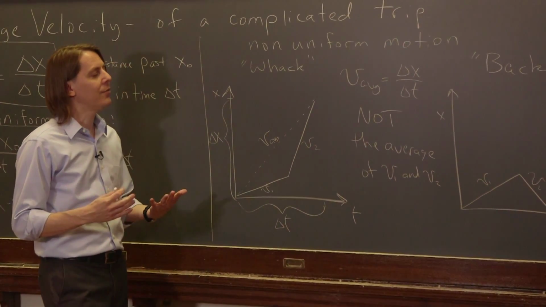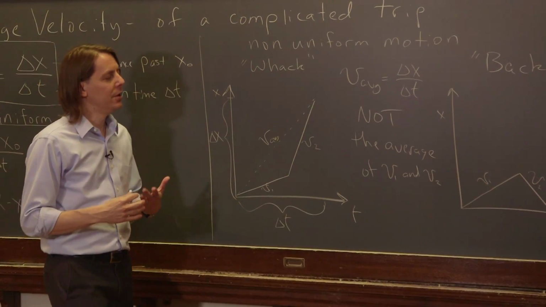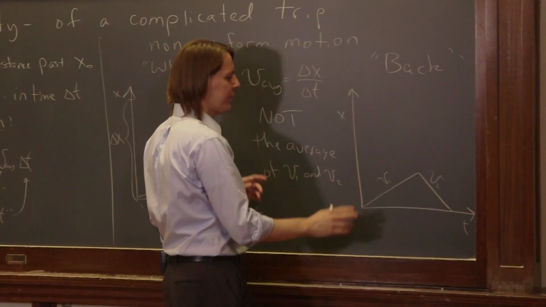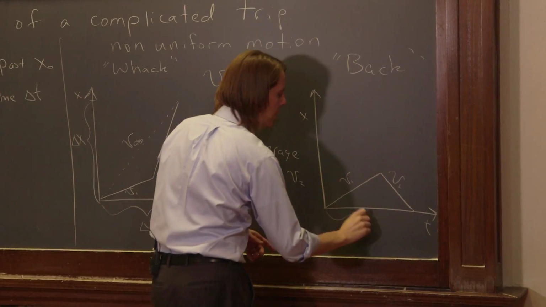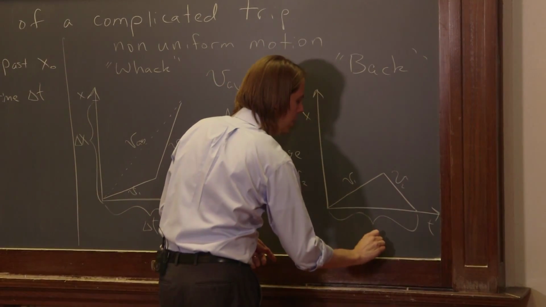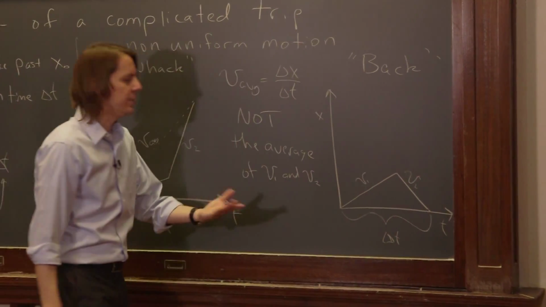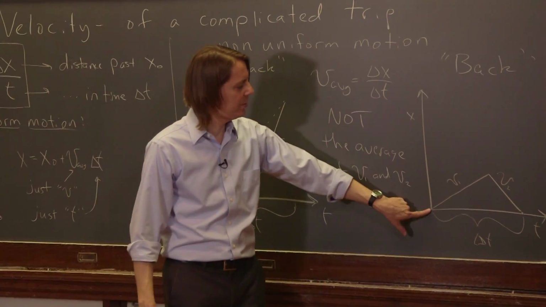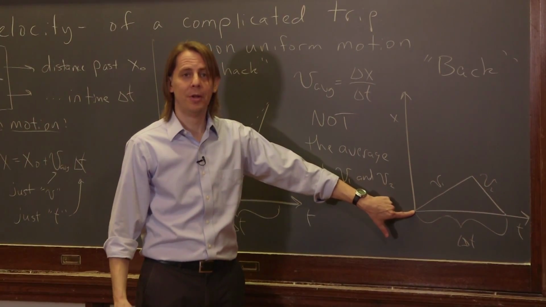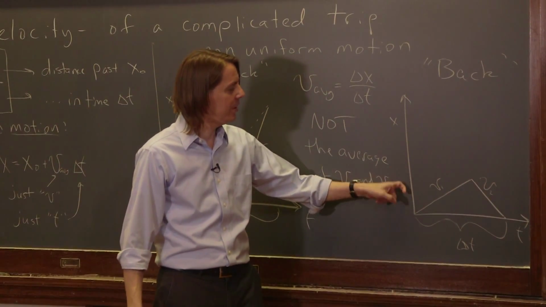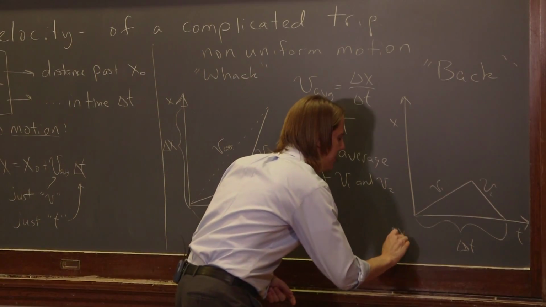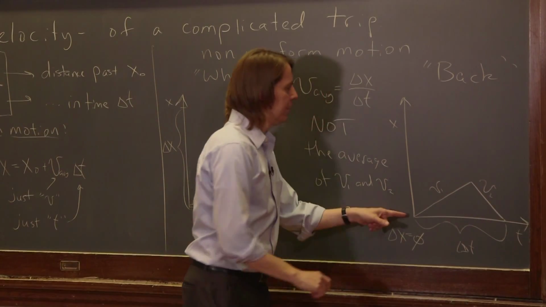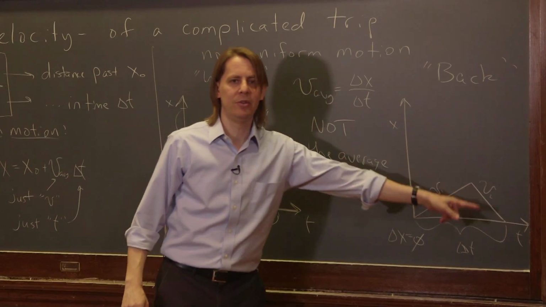So you could say, what was the average velocity of that trip? Well, average velocity is always delta x over delta t. Here's delta t. Right? Delta t is a number. What is delta x? Delta x is 0. It made some progress along positive x, but then it came back, and delta x equals 0. Therefore, the average velocity of this trip is 0.